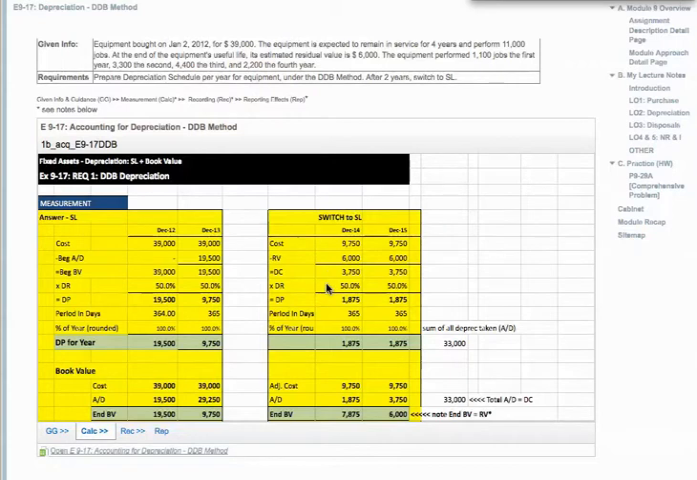The life left for this asset at this point in time would be only 2 years. So 1 over 2 will be 50%. 50% of the depreciable cost of $3,750 gives you a depreciation for that third year of $1,875. So that will be the depreciation for the third year. Now we've got the cost of the asset. The adjusted cost is $9,750 minus the AD of $1,875, giving you an ending book value of $7,875. Then we continue on for the fourth year at $9,750.